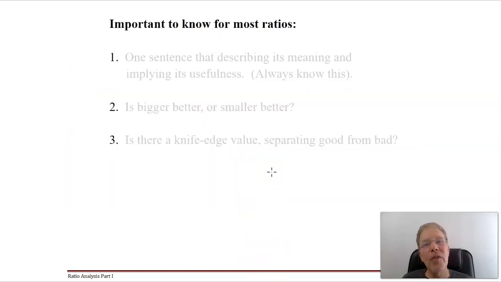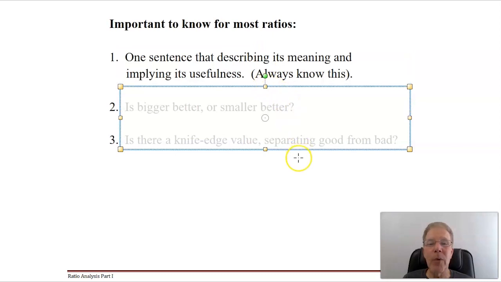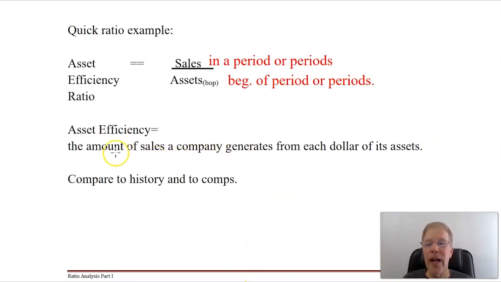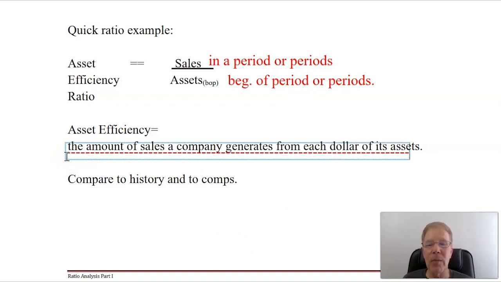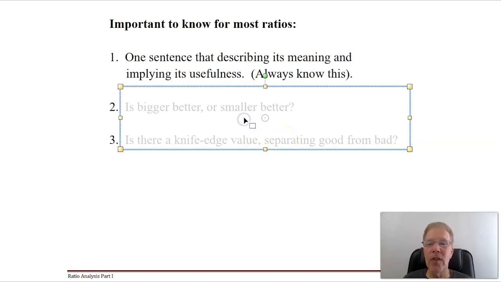Okay, so for most ratios we look at, and we're going to be looking at a bunch in this chapter, three things are going to be important. First of all, one sentence that describes the meaning of the ratio and implies its usefulness. We just did that with the asset efficiency ratio. This is all it has to be. It's just telling us the amount of sales a company generates from each dollar of its assets. It tells us its meaning and definitely implies how useful it is.